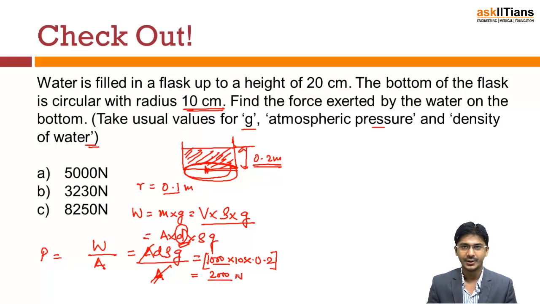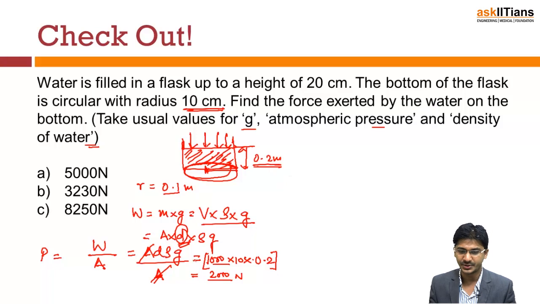Newton. Now what is this pressure? This is pressure due to the weight of the liquid. We haven't added to it the pressure of the atmosphere. The water has filled here, and there is also air above it, right? So this air will also give pressure at the bottom. The bottom of the flask is circular with this radius, and you have to find out the force exerted by the water on the bottom. So you have to find out the total force.